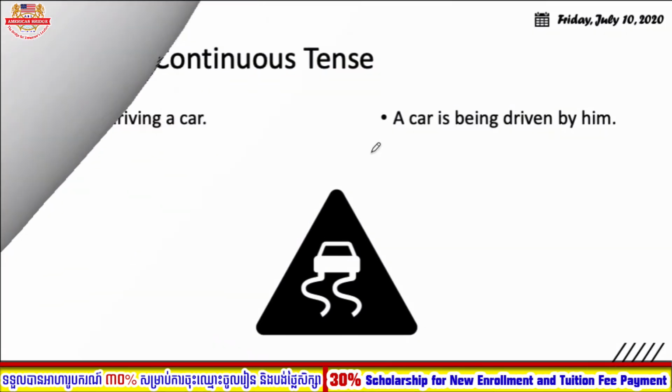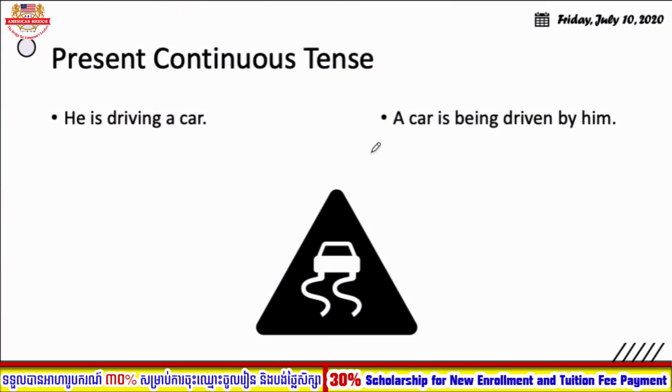So another example that we use present continuous tense. So in present continuous tense, there's still ing here in both active form and passive form. So let's look at the structure here. So here is the subject, is driving are the verb or main verb. A car is the object.